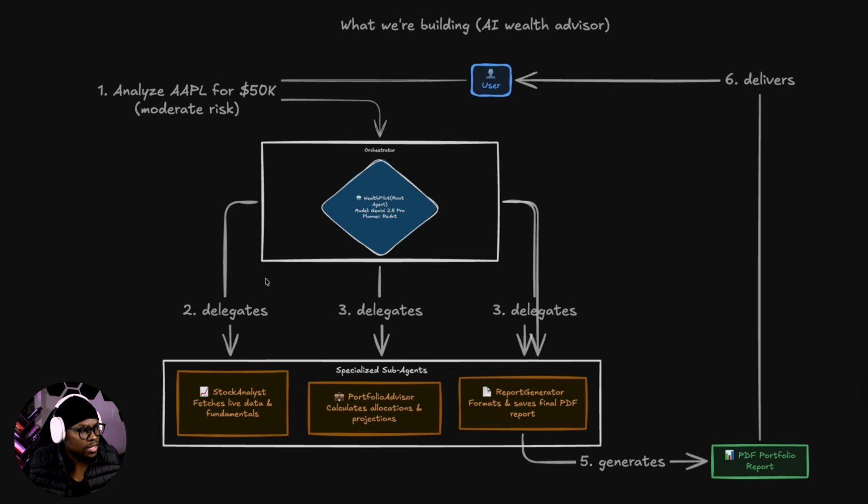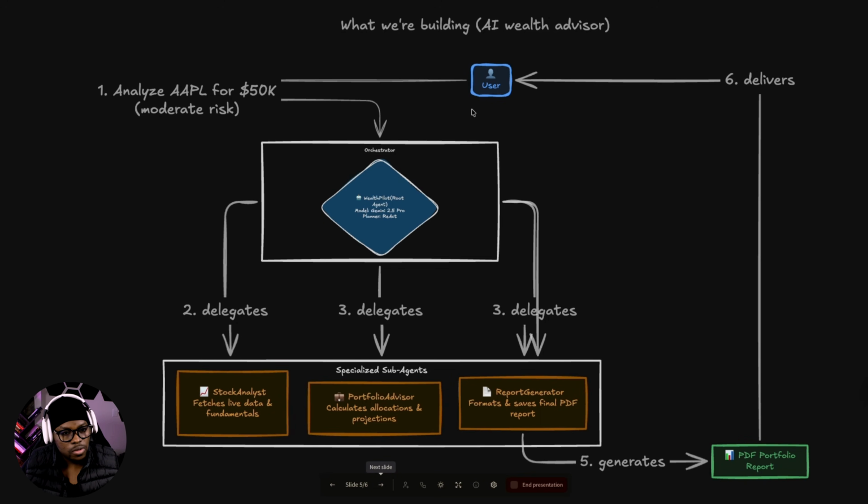So very quickly, let's look at what we're going to be building in this section. The AI Wealth Advisor is going to be able to analyze stock for a specific amount, for a duration of time, and based on our risk tolerance level. So your risk tolerance level could be medium, high, or low. Now, based off of that information, it's going to build out a portfolio report for us. And that portfolio report will be available for us to download in PDF.